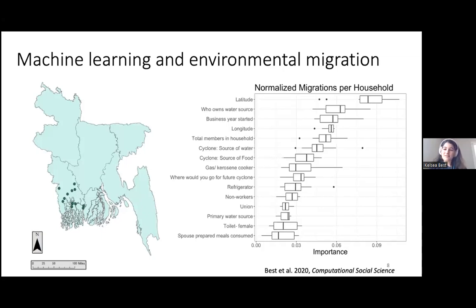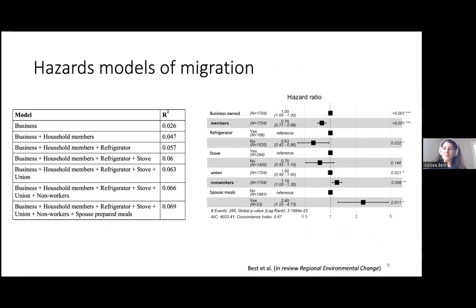So these results kind of tell me what is important in the data for migration, but they don't tell me how those variables are impacting the migration output. So my next step was using a hazards model, so a different kind of modeling approach with the top 15 identified important variables to begin to get a sense of directionality in terms of how those variables are important for migration.